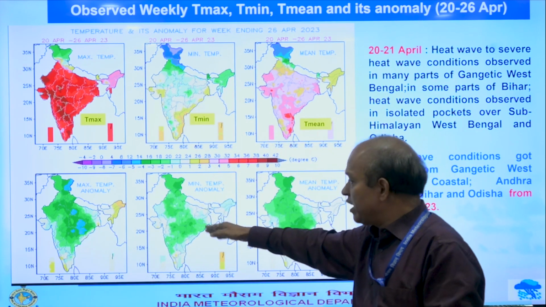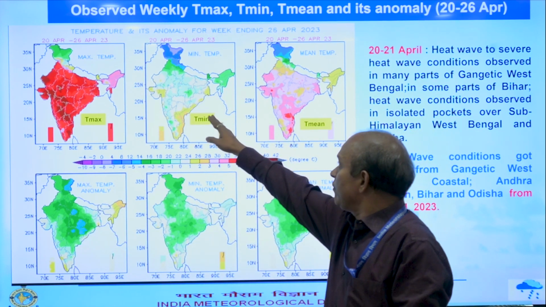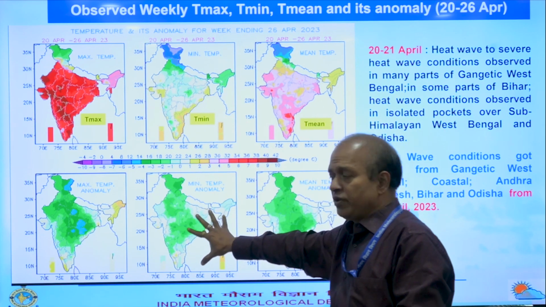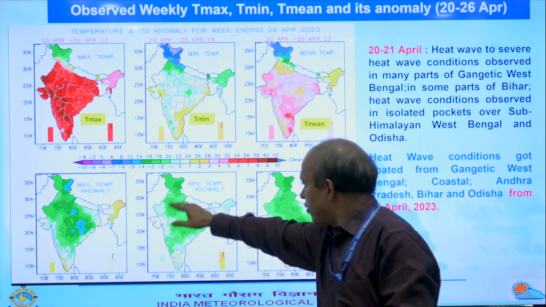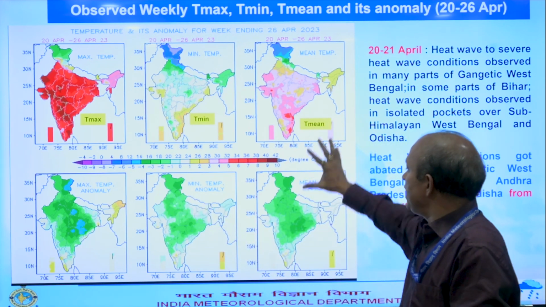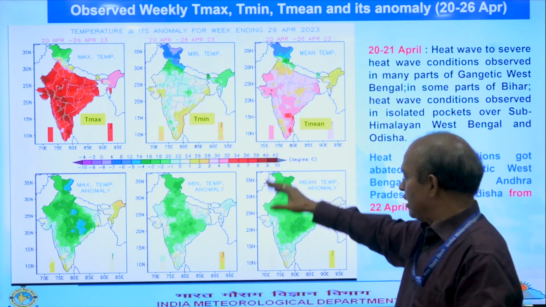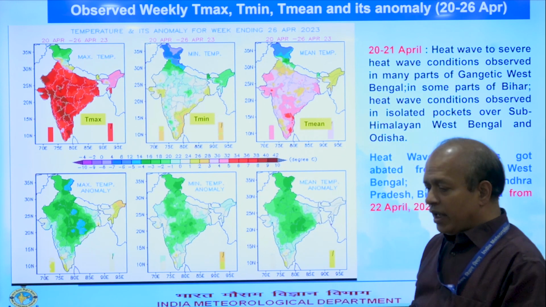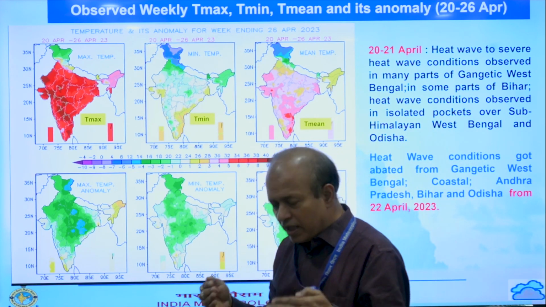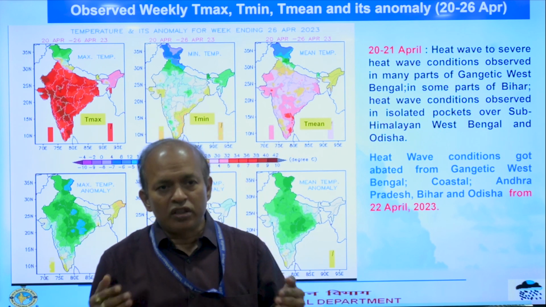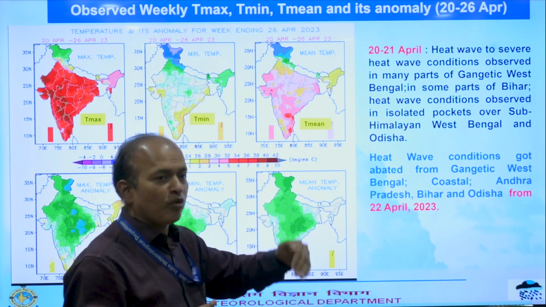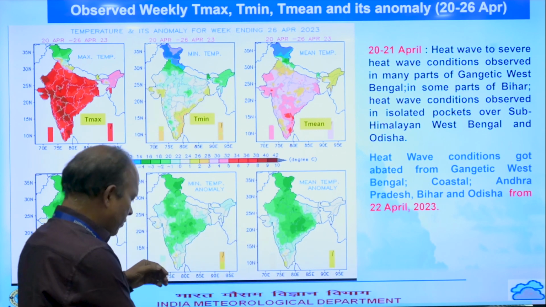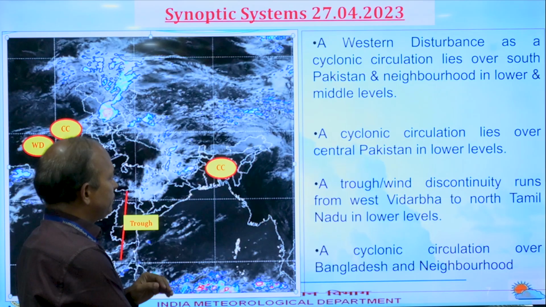And here is the minimum temperature and this is the departure during the week. So here minimum temperature is also below normal over many parts of the country, and this is the mean average of max and min. So that is also below normal. So that's why, as I said, with the increased rainfall, thunderstorm and hailstorm activity, all these temperatures were below normal during the week. That's why the heat wave abated from 22nd onwards.